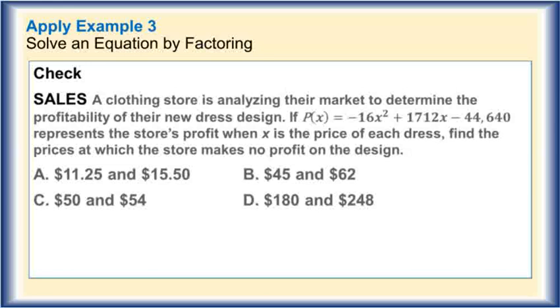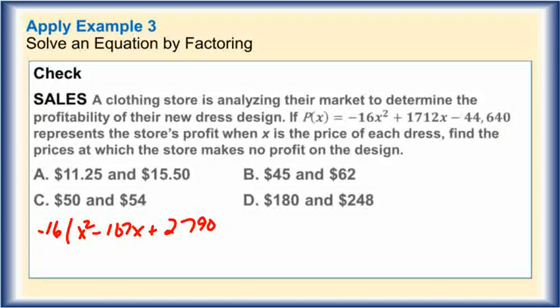So the first thing I want to do is just factor what I have there. So if I factor out a negative 16, that will give me x squared minus 1712 divided by negative 16 gives us a negative 107x, and then a negative 44,640 divided by negative 16 gives us a positive 2,790. So I've got to think which of these two numbers multiply to give us 2,790.